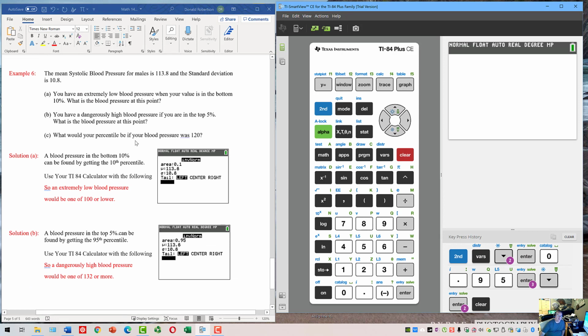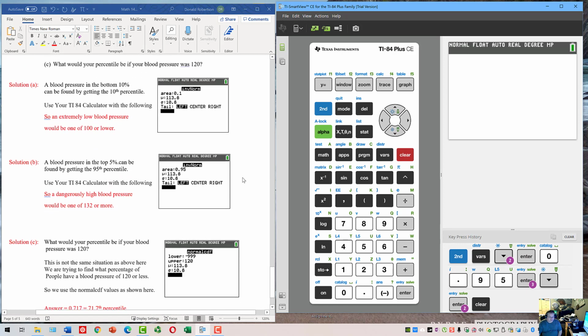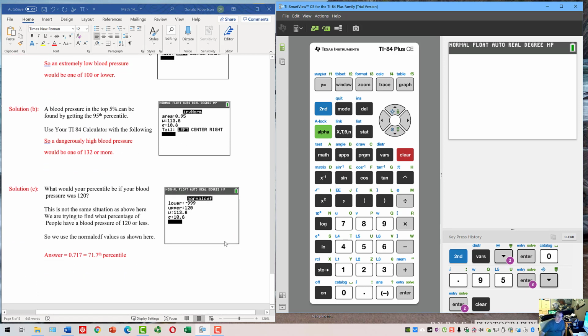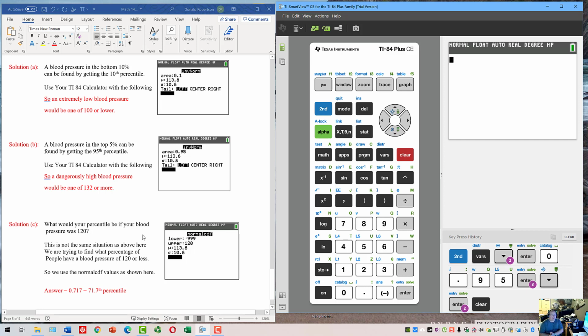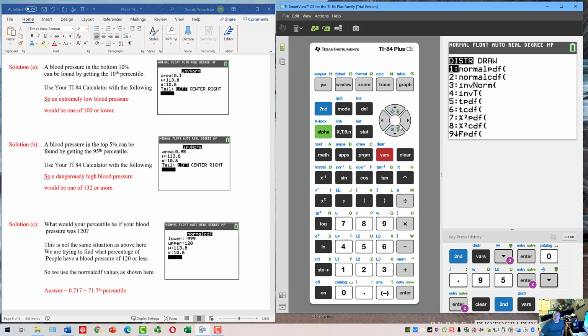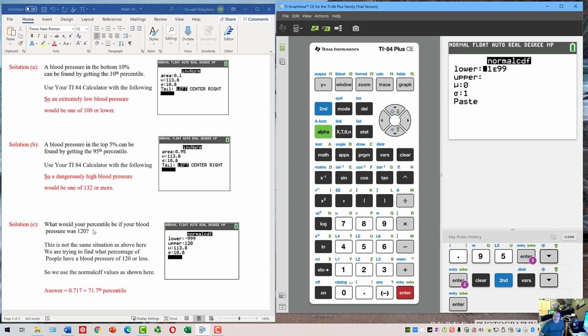Well, this last question is just to show you that sometimes they mix and match them. For instance, the last question is, what would your percentile be if your blood pressure was 120? They're telling you the number and you're trying to find the percentile. So we're kind of back to the beginning of today now. 120 or less is the percentile that you would be. So we go second distribution and we find out what percentage of people have your value all the way up to 120. So you start off with a really ridiculous negative number, as low as you can think, all the way up to 120.